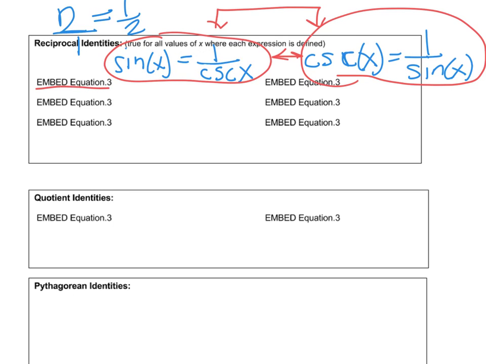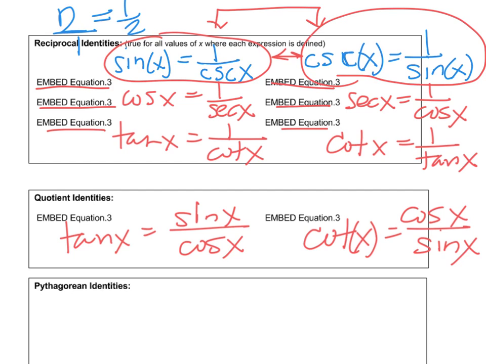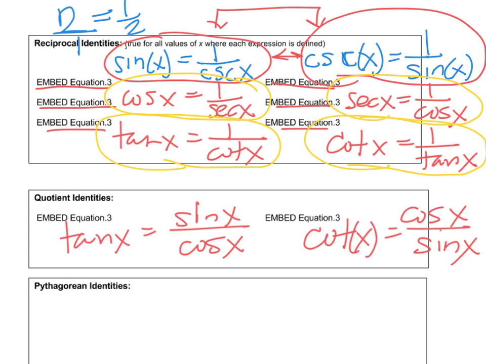Now, this didn't record the way I wanted it to, so I'm going to write down the other identities and make sure that you know these. And if you have any questions, let me know. So here's all our official identities that we should know. Cosine is 1 over secant, secant is 1 over cosine, tangent is 1 over cotangent, cotangent is 1 over tangent. So these are all reciprocal identities.